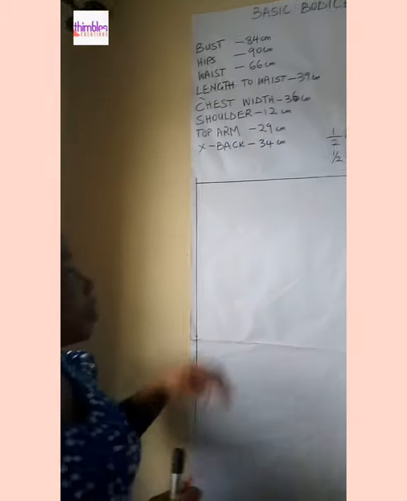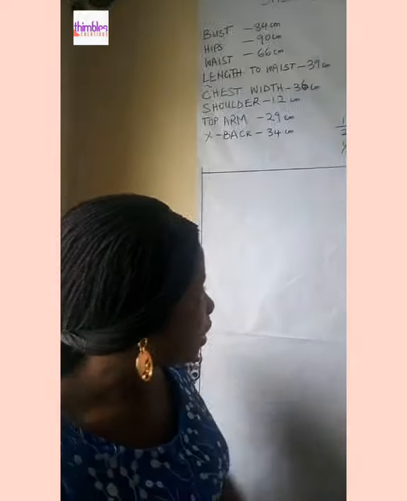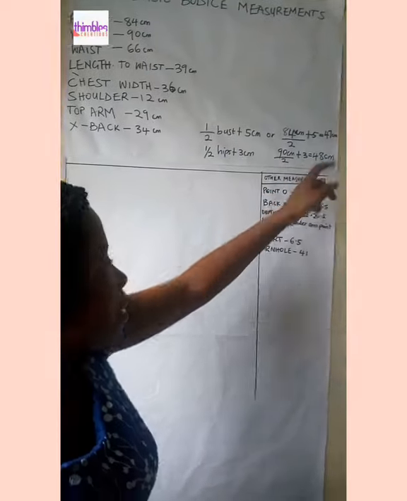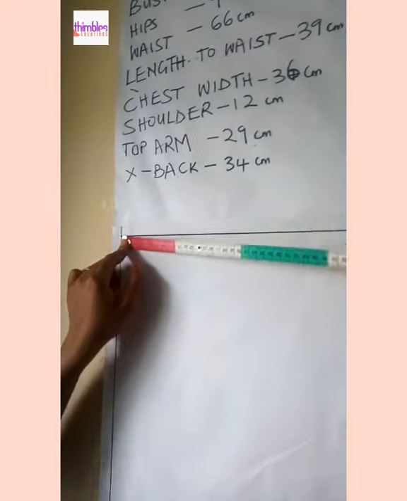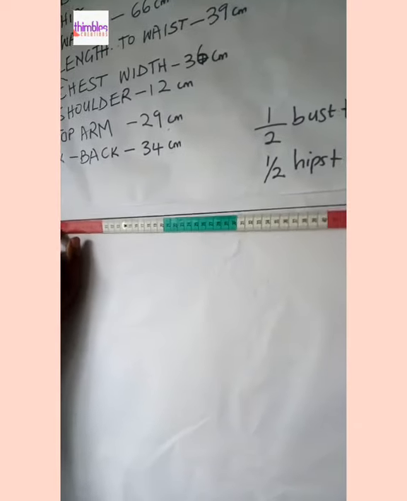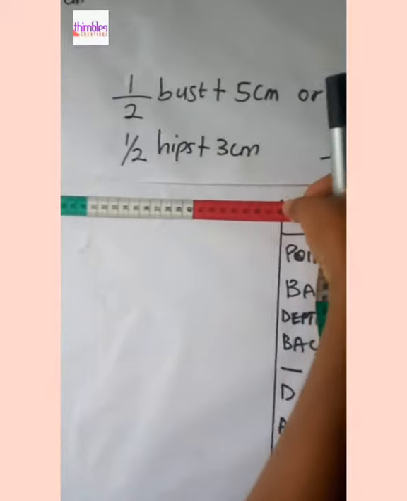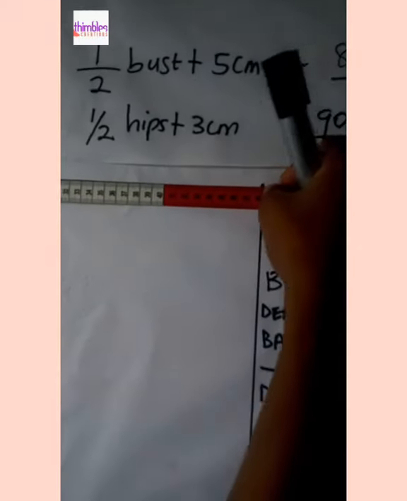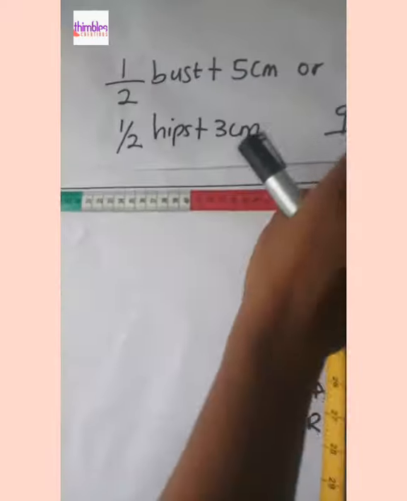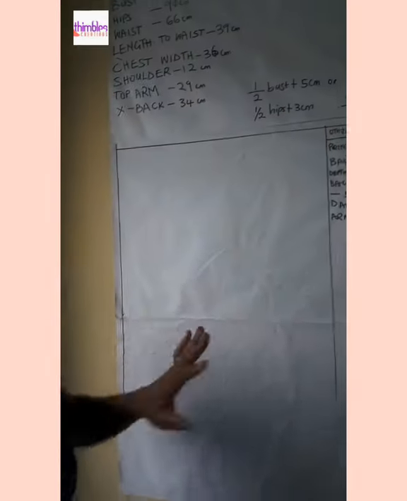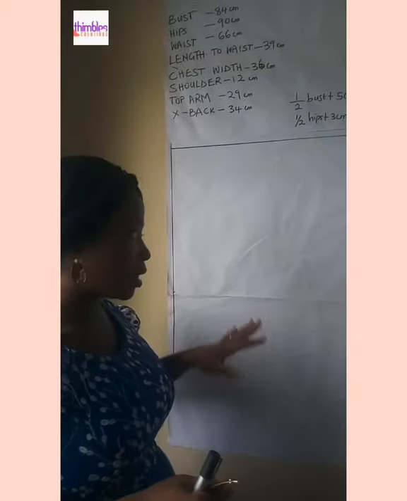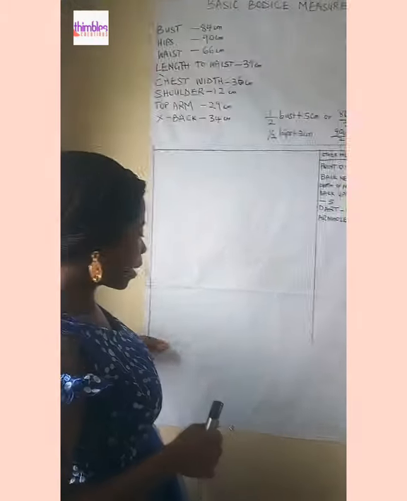The next step is to get this particular line: my 48 centimeters. From this point, I take it. I like to use my tape, and here lands me on 48 centimeters. Then I take the line down. That will be my hip line when I start drafting the pattern.